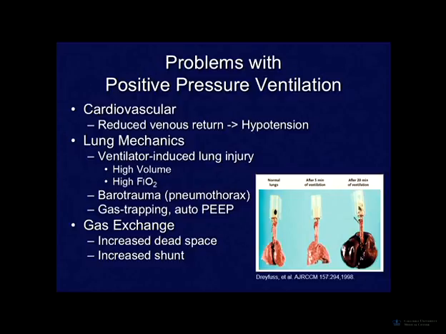And with that barotrauma, if it is severe enough, you may cause a pneumothorax by blowing open the lung, by causing enough trauma that alveoli actually rupture. And also you can develop gas trapping in auto-PEEP, and I'm going to show you an example of auto-PEEP in a second. Also with gas exchange, because of the nature of invasive mechanical ventilation and how the volumes are distributed through the lungs, you may result in increased dead space or increased shunt.